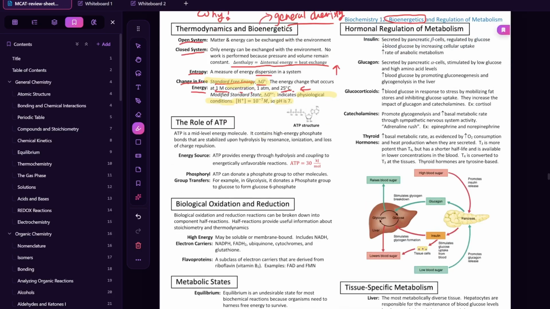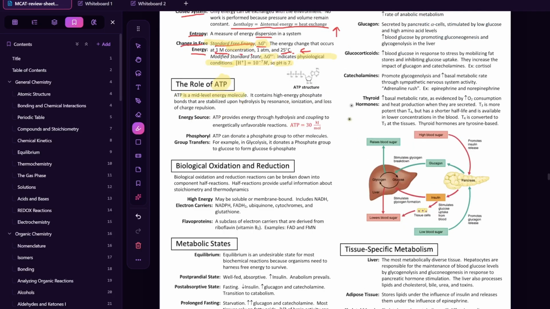All right, and then we have ATP. Right, so we talk about ATP a lot. It's a mid-level energy molecule, and this is what ATP is: your cell's energy.